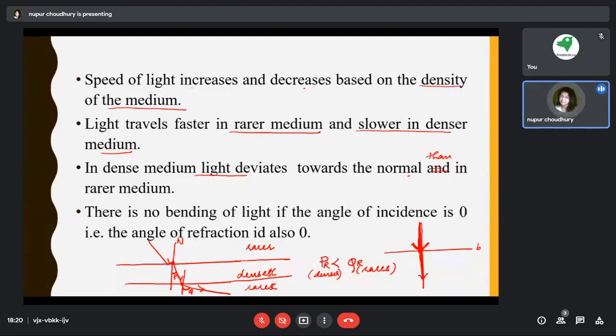Another activity that you can do using refraction is basically you will need a piece of paper on which I have drawn this arrow. Now this arrow is pointing from the left to the right.